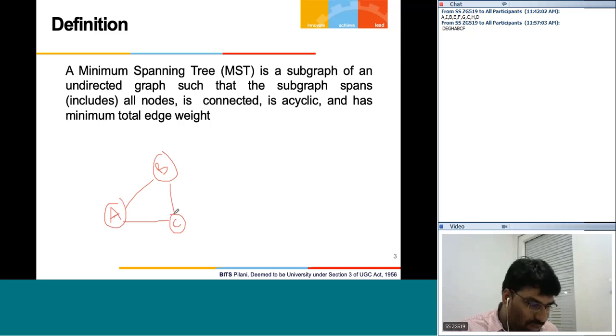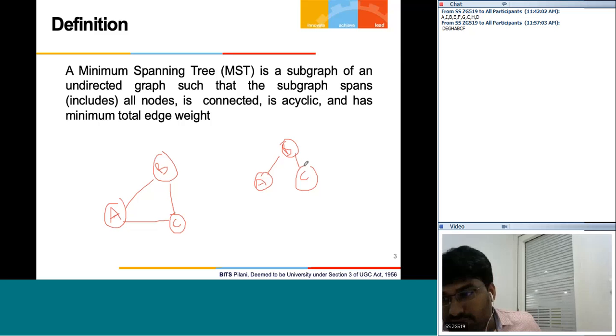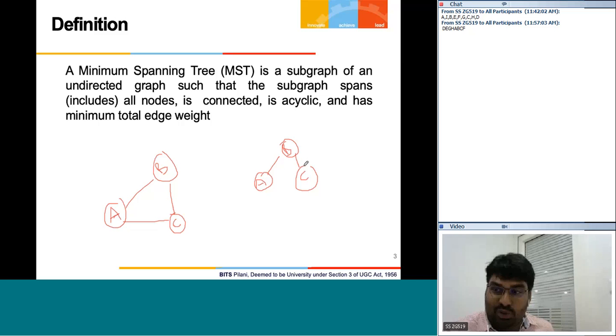Now, my questions are this. If you understood this, we'll have a very good discussion. A to B, B to C. Can I say this as a spanning tree? First, can I call this new diagram a spanning tree?